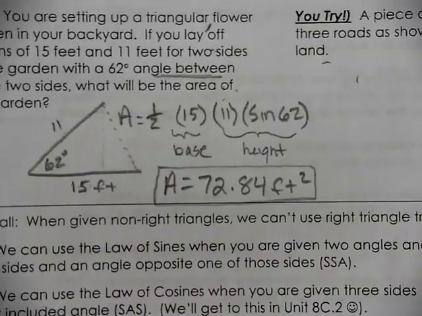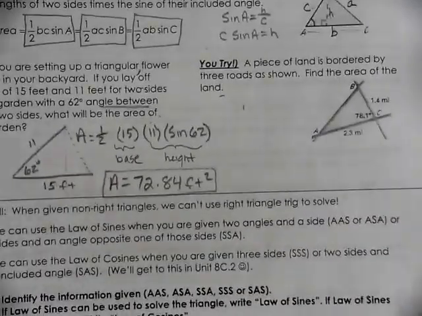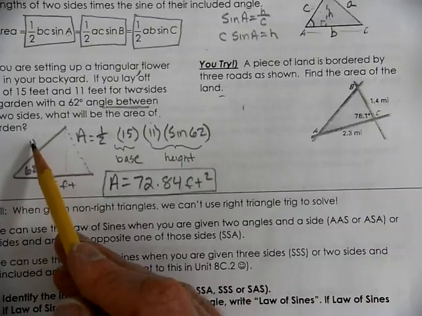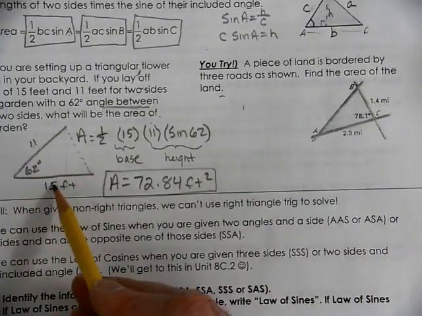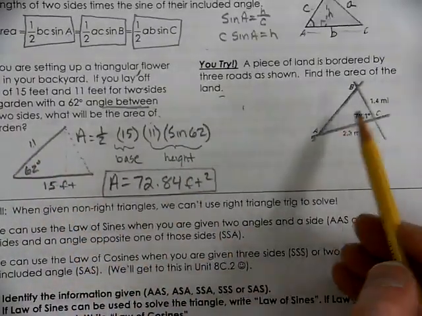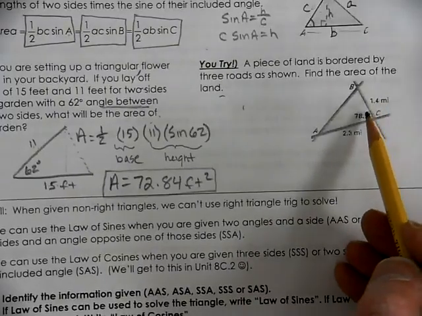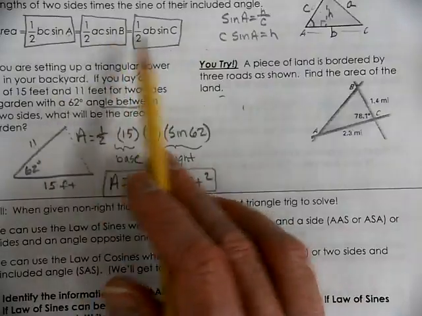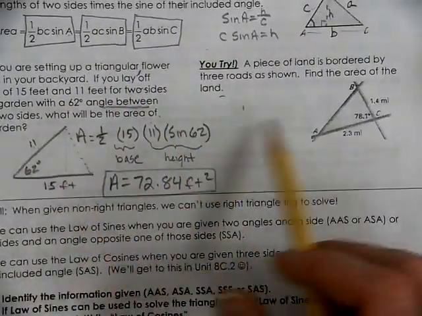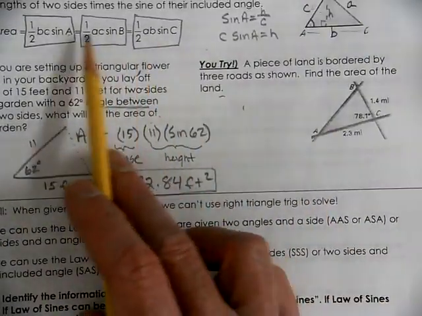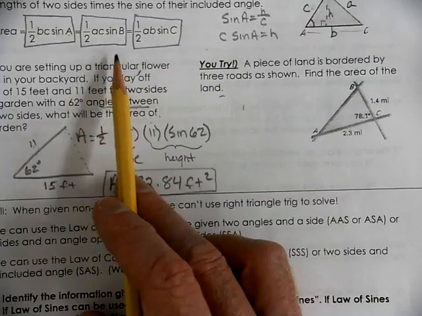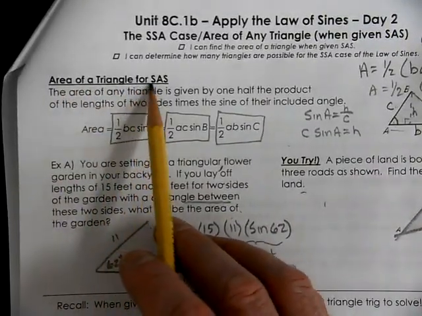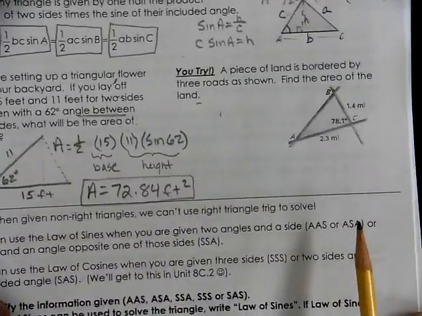So over here for the next one, we're given our figure. Notice that in this situation we are given a side, an angle, and a side. Here we're also given a side, an angle, and a side. So that's telling us that this set of formulas is going to work for us, that we can use these formulas when we're given side, angle, side. Area of a triangle for side, angle, side.